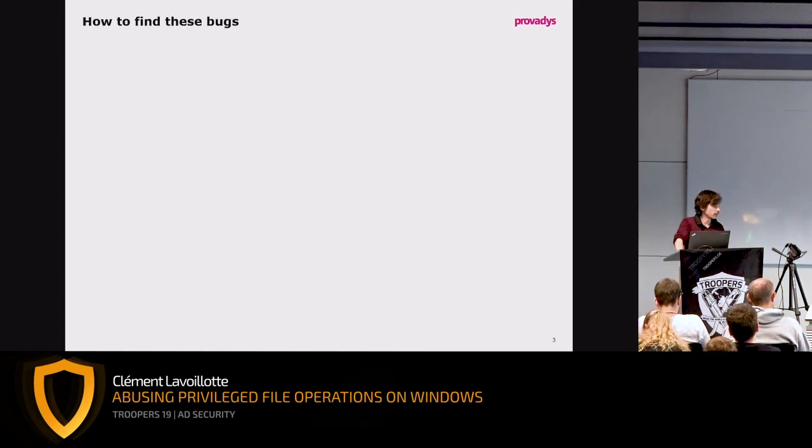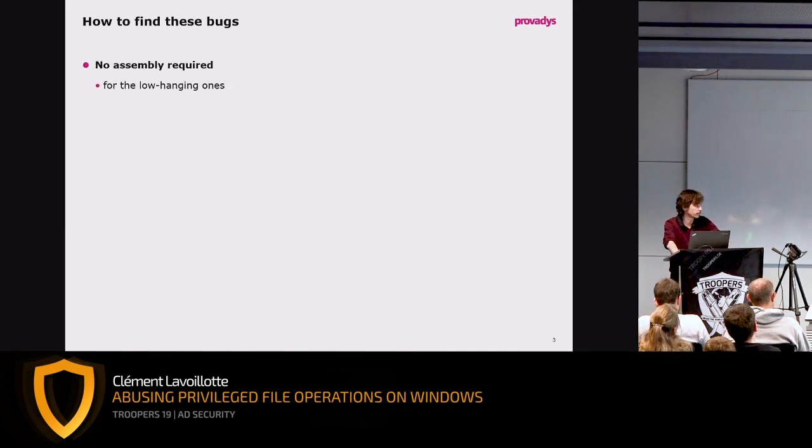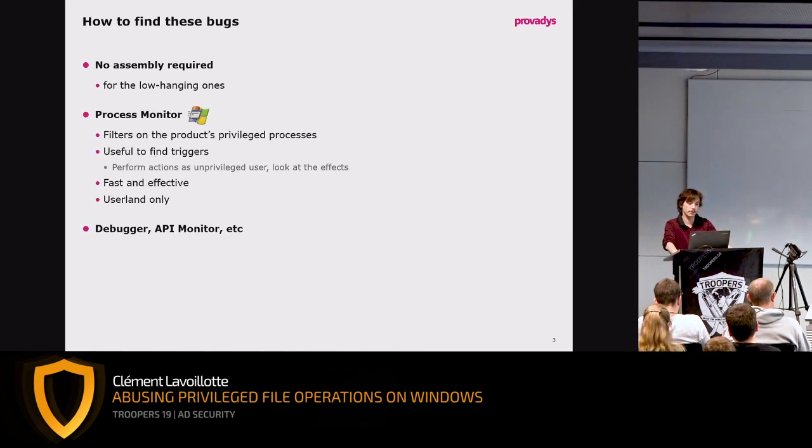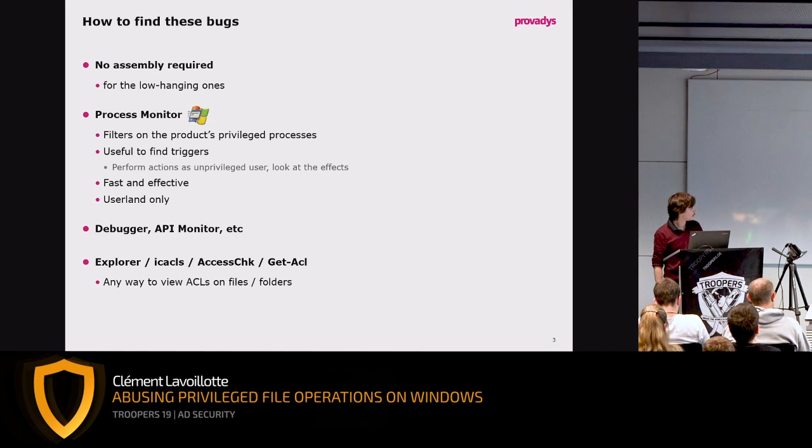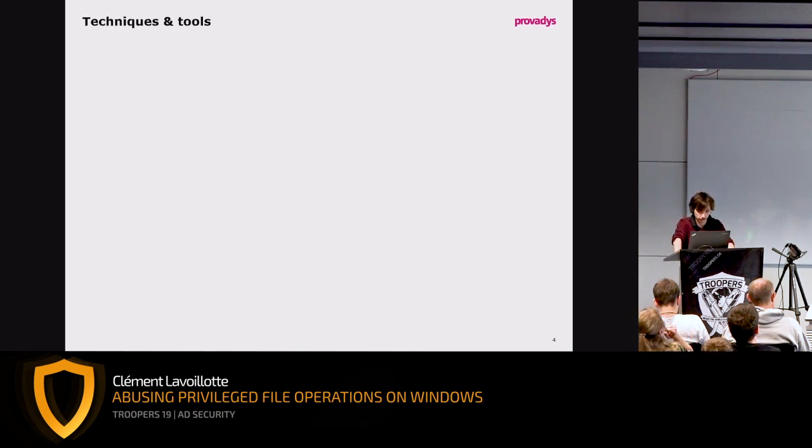And the thing is, to find this bug, or at least the low-hanging ones, most of the time we don't have to start a tedious process of reverse engineering. We just have to fire up our favorite process monitor or a debugger and start looking at what the privileged processes are doing with our files. And obviously, we'll need a way to also check ACLs on the file.